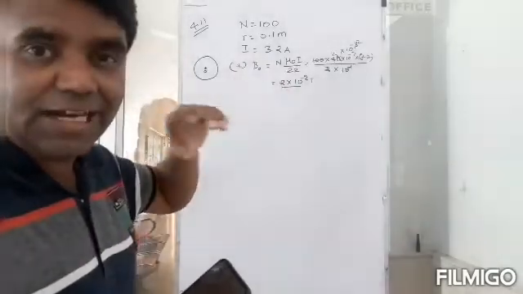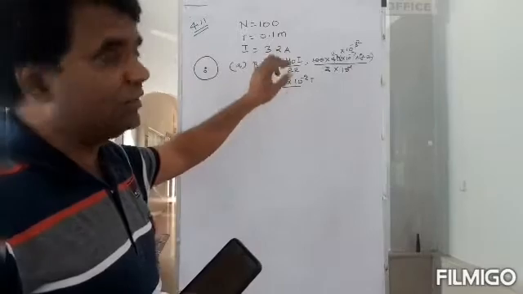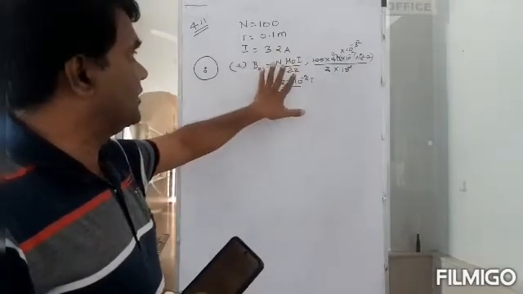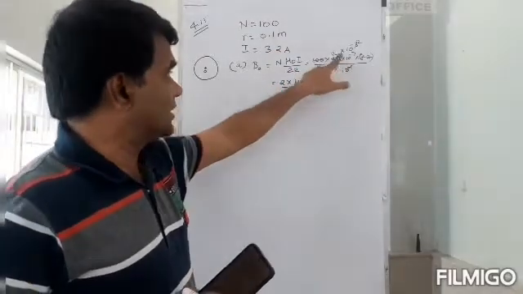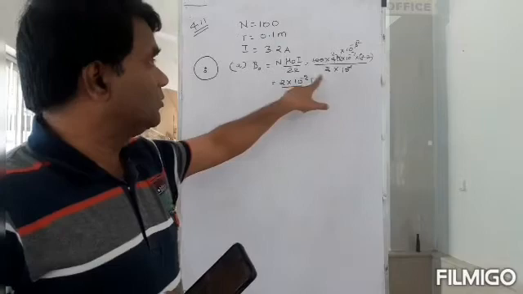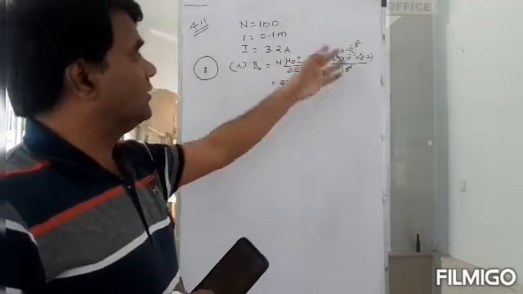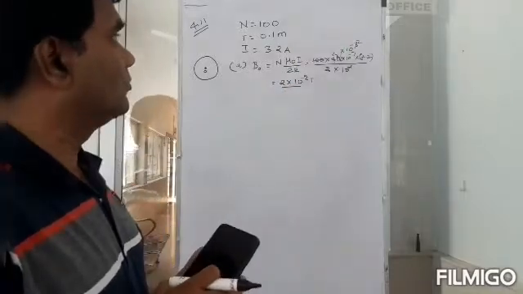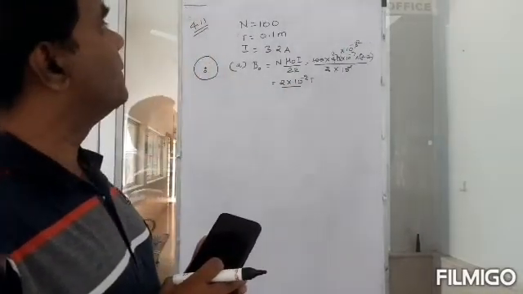But then the idea is simple, like it's a straightforward application of the formula. So B naught is equal to 10 into mu naught I by 2R. So mu naught is 4 pi 10 power minus 7, I is 3.2, and 2 into R is 10 power minus 1. So if you do it like this, then yeah.